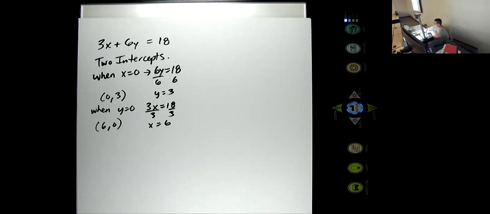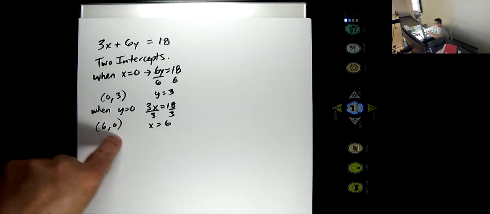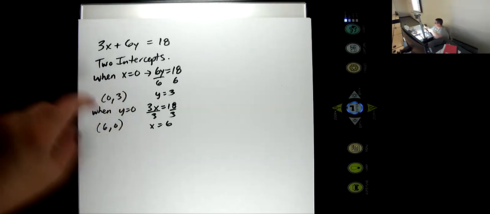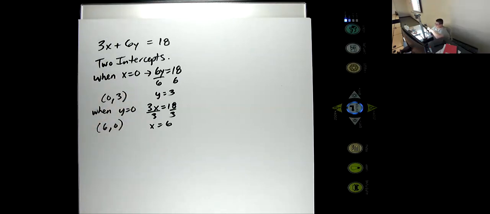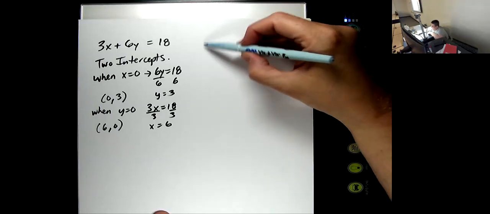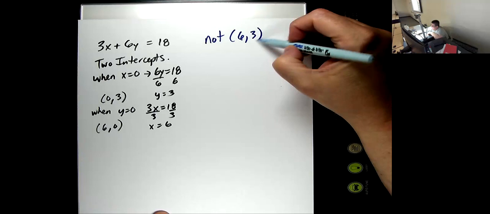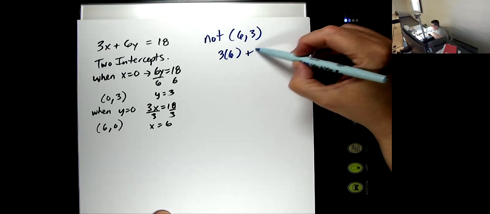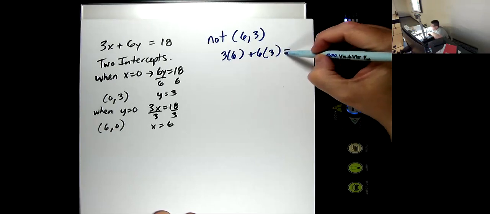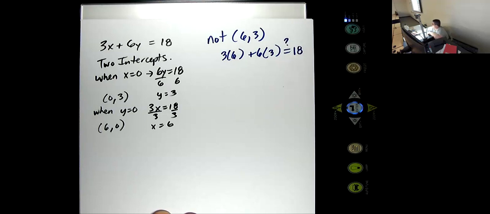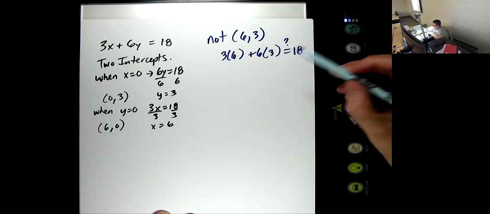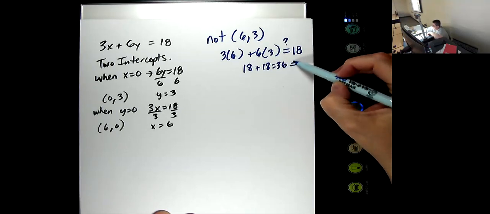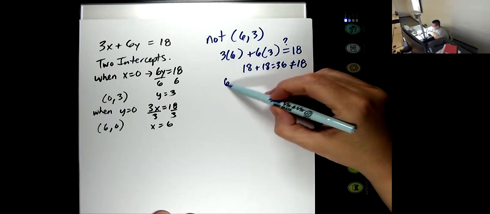No. It's when y equals 0, x equals 6, so it's (6, 0) and (0, 3). The (6, 3) actually doesn't solve the equation. Watch this. So not (6, 3). That's an excellent question. If I try plugging in (6, 3) in there, 3 times 6 plus 6 times 3, does that equal 18? 18 plus 18 equals 36, which is not 18. (6, 3) is not on the line.